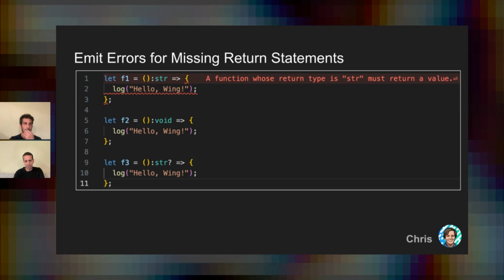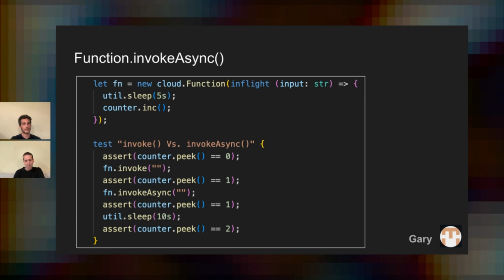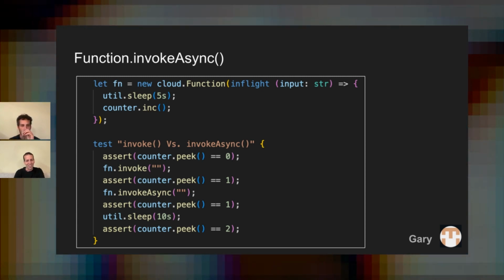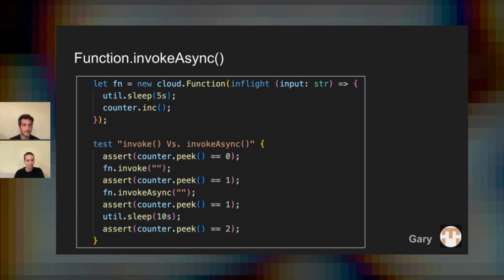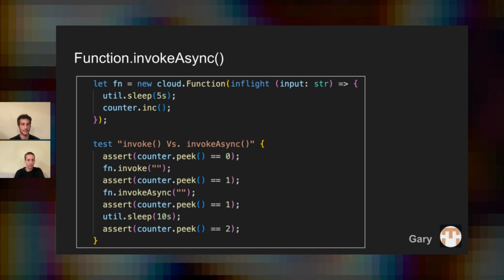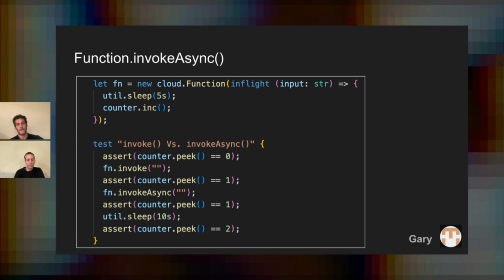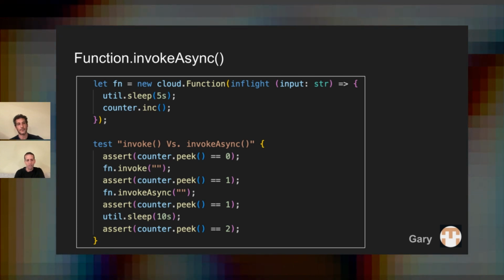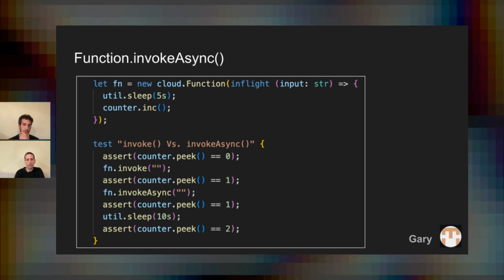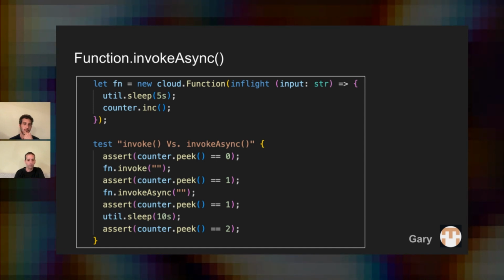Another one by Gary. Yeah, interesting. Gary is awesome. He adds tons of awesome power into the standard library of Wing. And what you can see here, he added invoke async. So Cloud Function already has the invoke method. Let's see it in this simple example. Basically, we have a simple Cloud Function that takes a while. So we're sleeping for 5 seconds, and then we increment a counter.